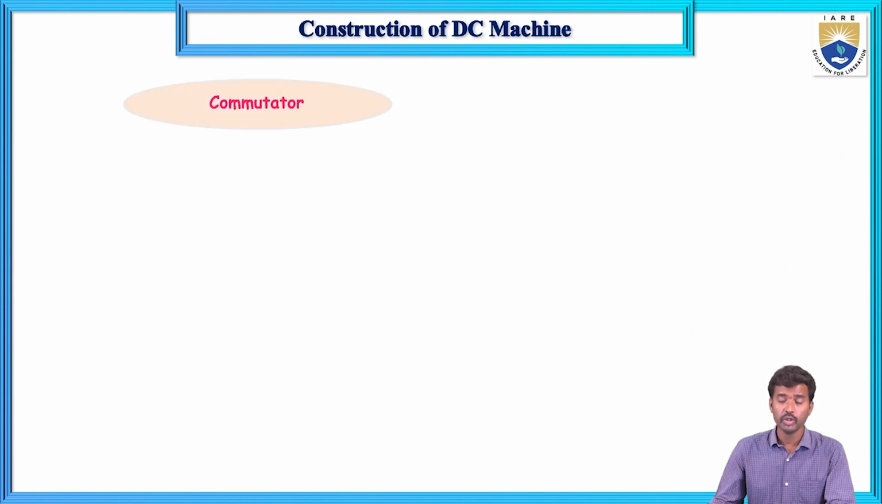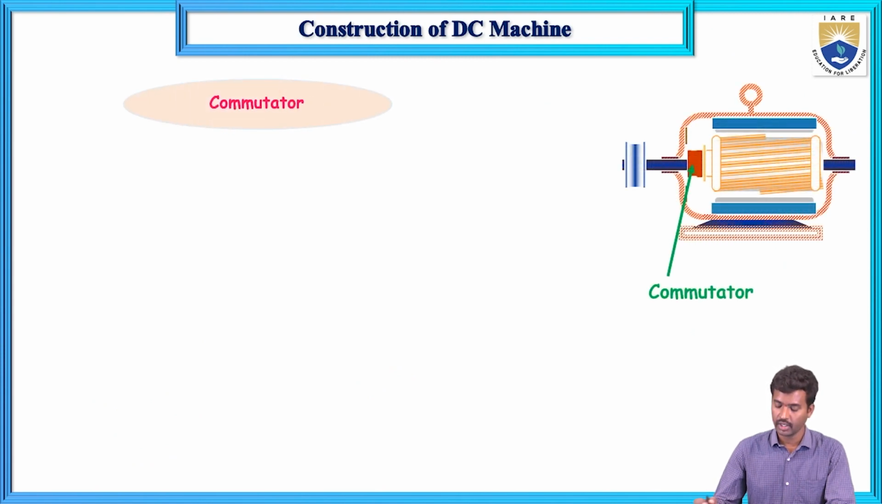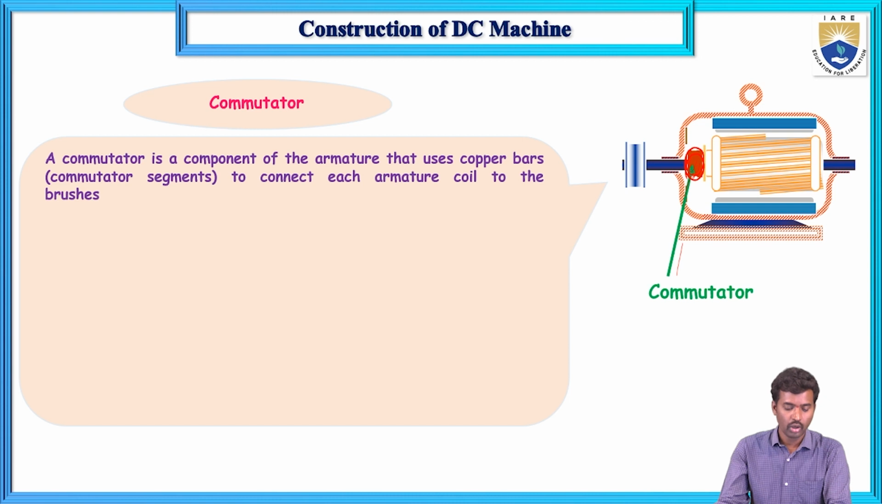Next, the commutator. What is meant by commutator? This is the real picture, and this is the commutator diagram. The commutator converts alternating AC voltage to DC voltage, which I will explain in the next slide. A commutator is a component of the armature part that is connected to the armature, and it uses copper bars, that means the commutator segments, to connect each armature coil to the brushes.